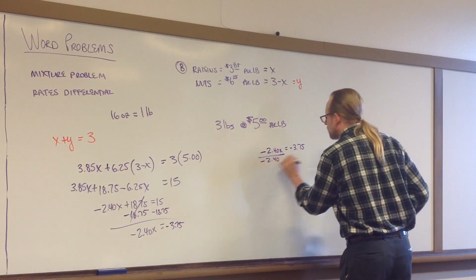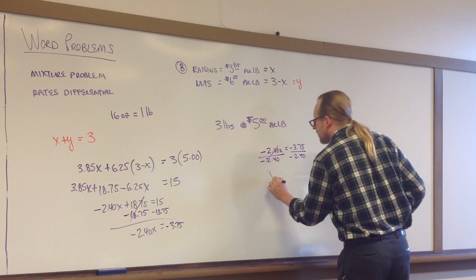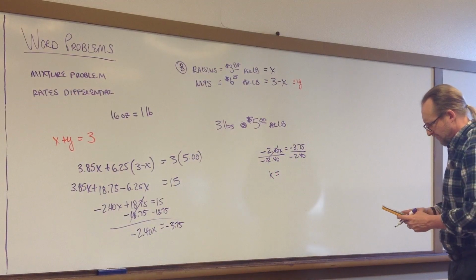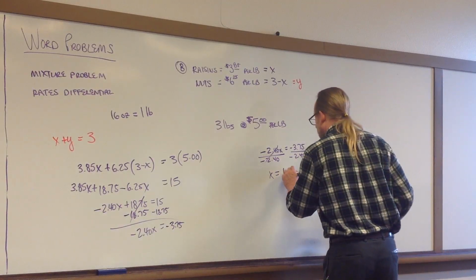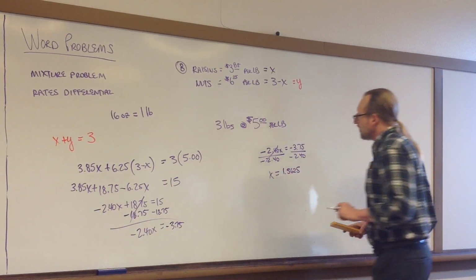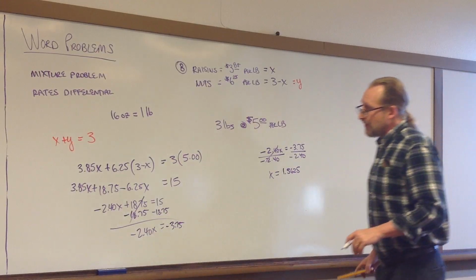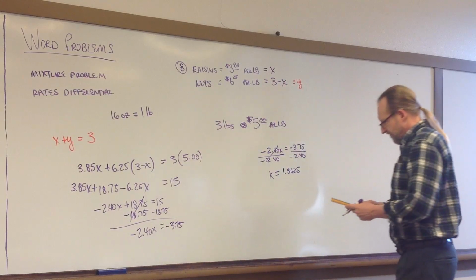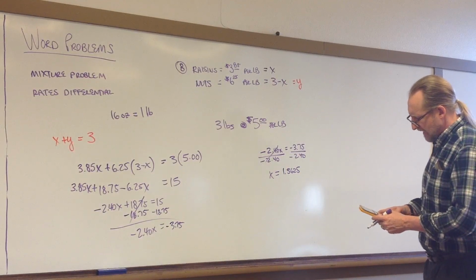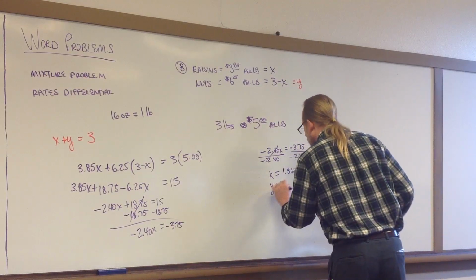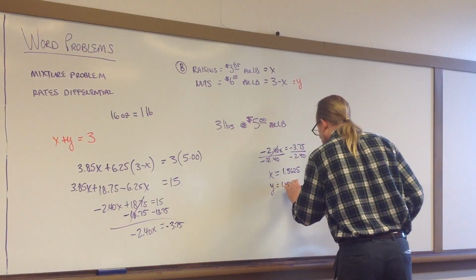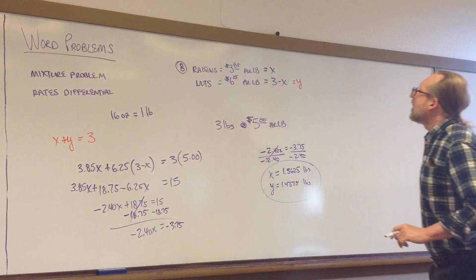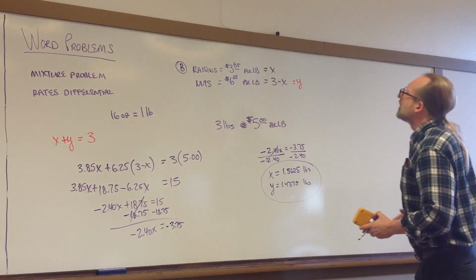So divide on both sides by negative 2.40. And what do we get? 3.75 divided by 2.40. Oh, 1.5625. Well, so that's why the question was asked in ounces. So if x is 1.5625, if we do 3 minus that, then y is going to be 1.4375. These are in pounds.